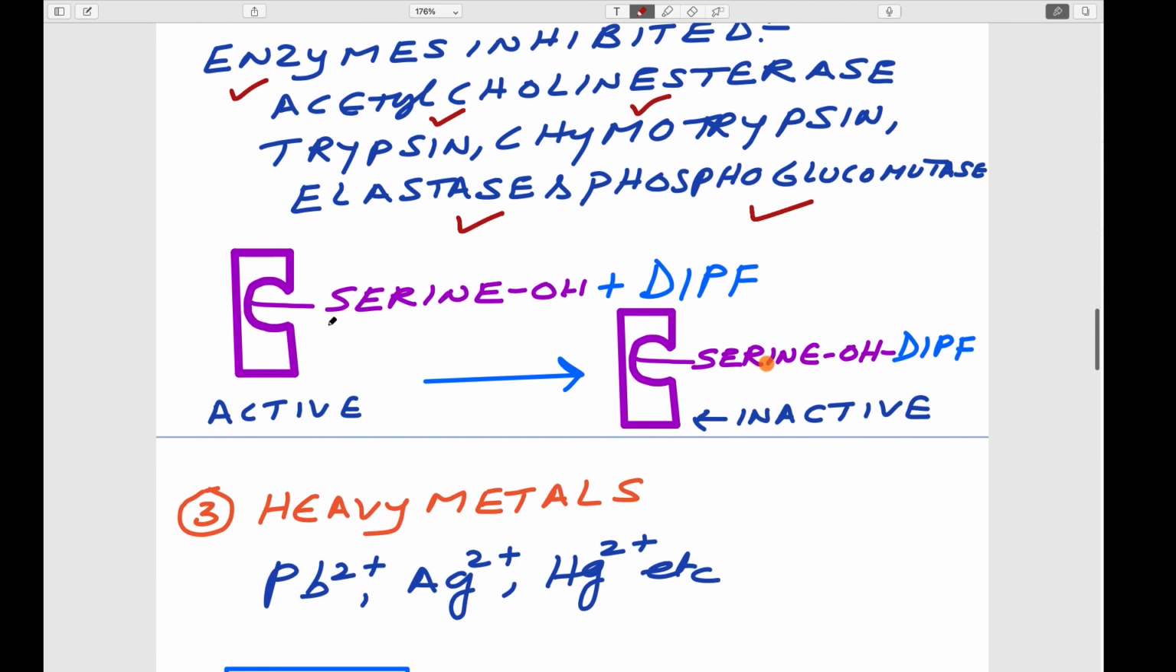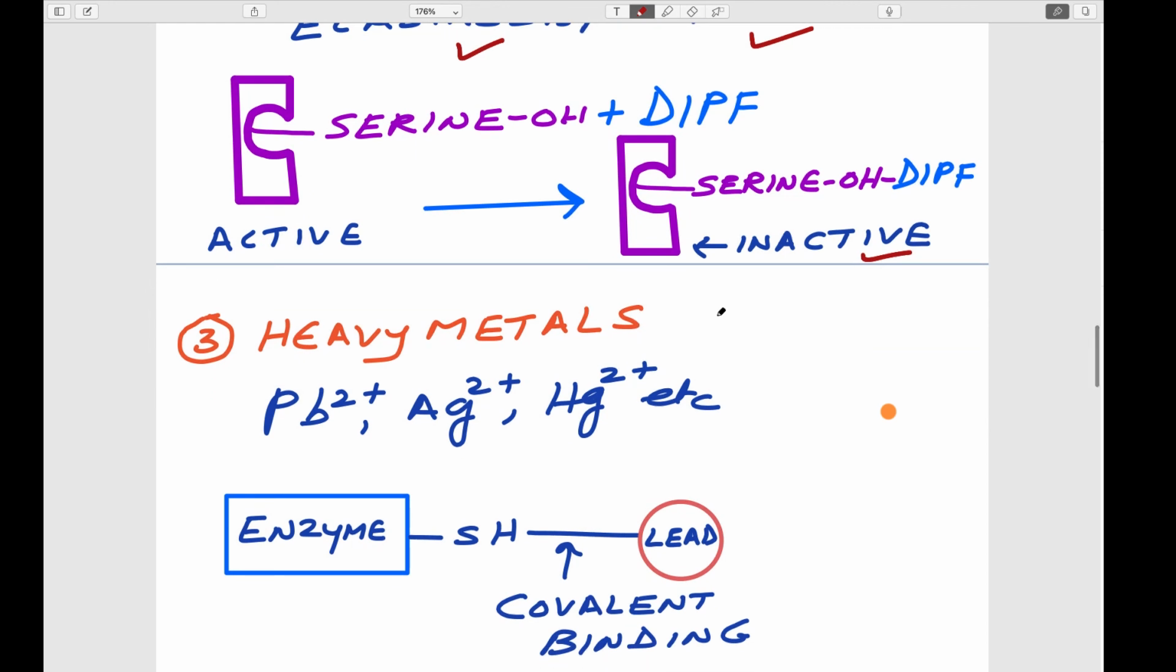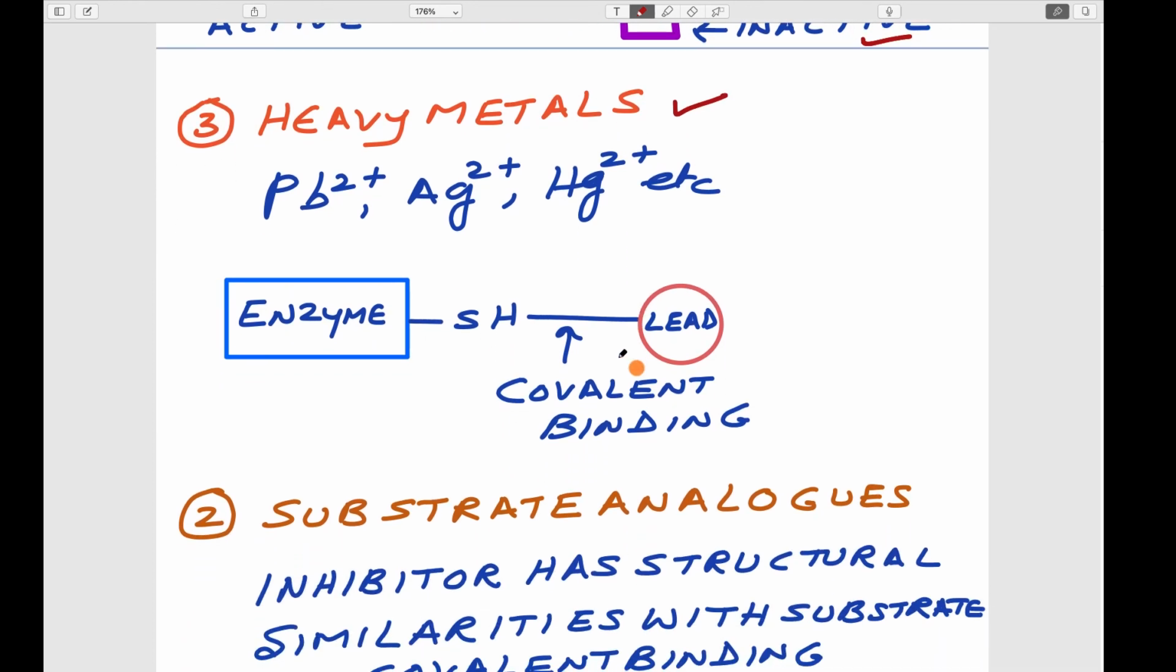The second example is diisopropyl fluorophosphate, DIPF, known as nerve gas. Enzymes inhibited are acetylcholinesterase, trypsin, chymotrypsin, elastase, and phosphoglucomutase. Here the enzyme has serine, and serine has the hydroxyl group. It combines with DIPF and leads to an inactive complex. Inhibition leads to serious consequences, as acetylcholinesterase is a very important enzyme. Then the third example is heavy metals: lead, silver, mercury. Again the enzyme has an SH group, the heavy metal binds it, and the binding is covalent.